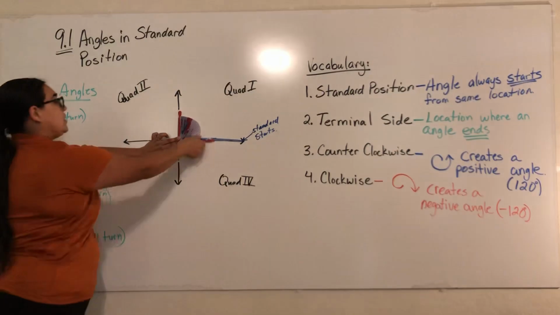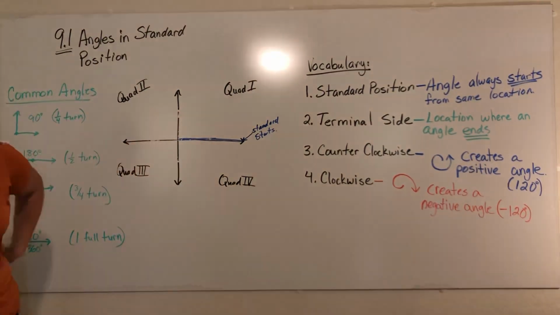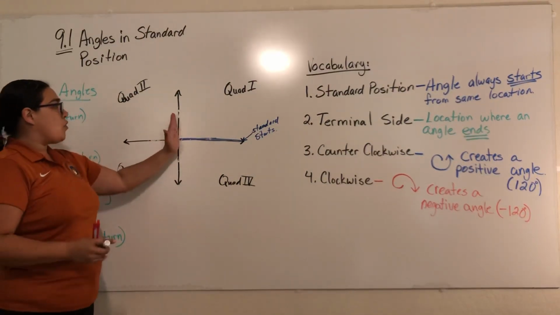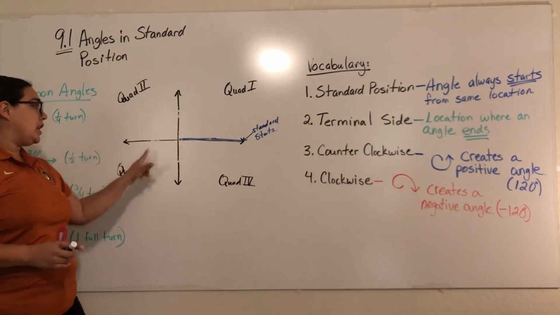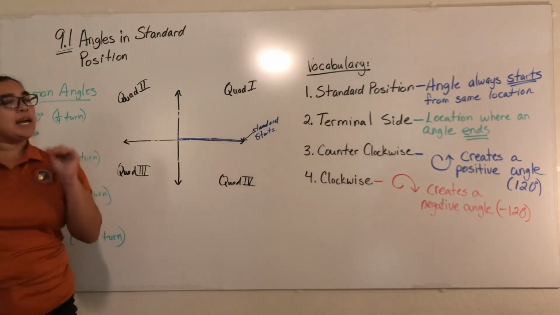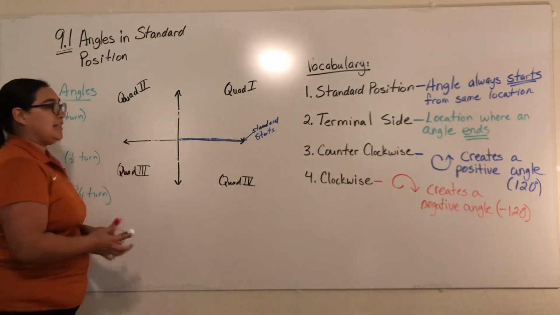Okay? Let's do some imagining here. I'm going to make up some angles here. They're not going to be exact. We're just using our estimating skills here. So we know 90 is a quarter turn. We know 180 is a half turn. And we know 270 is 3/4 of a turn. So I'm going to make an angle, and we're going to kind of estimate where it terminates. Also, what quadrant it terminates at.